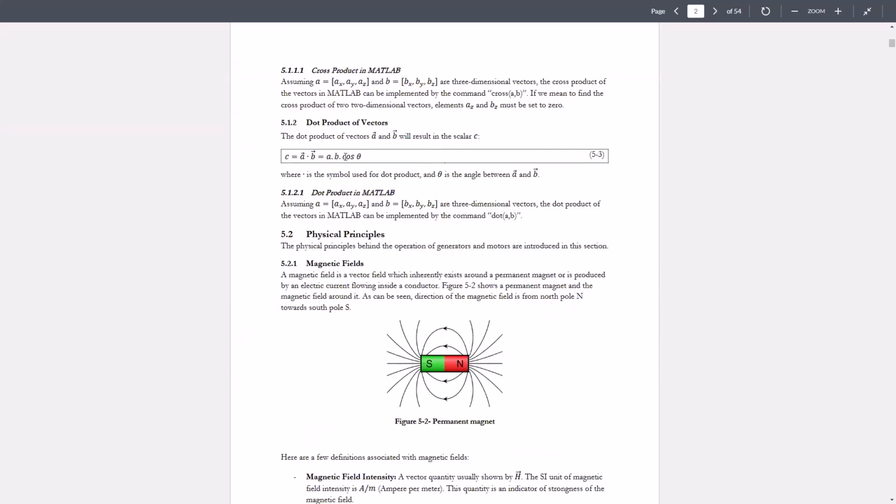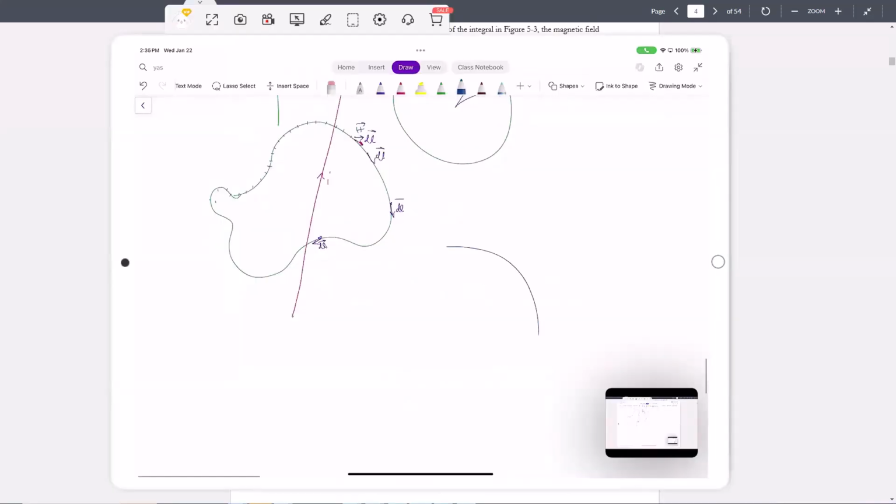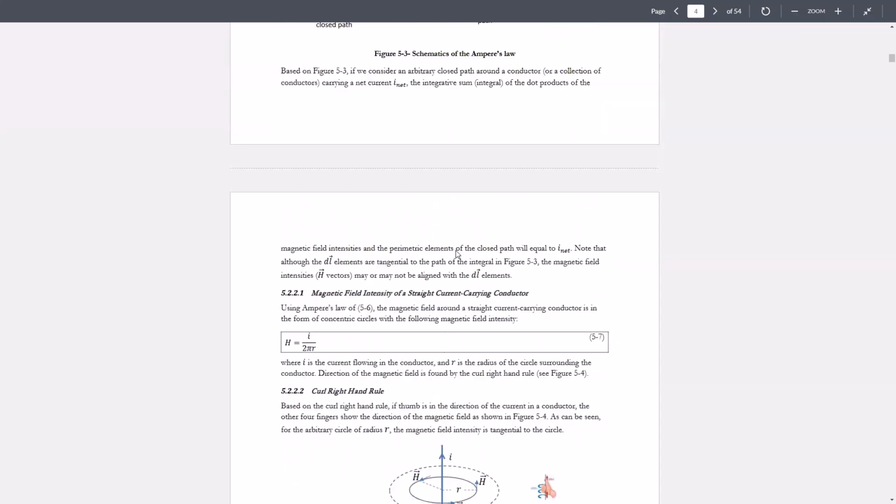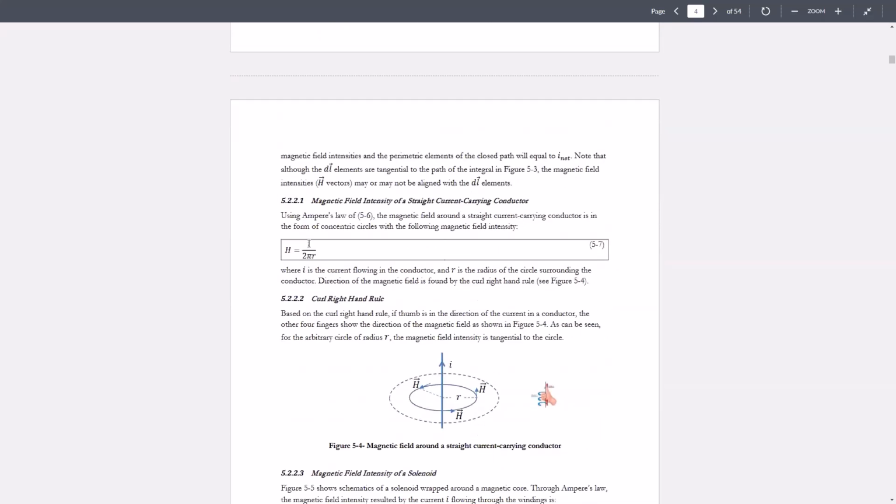So we do the dot products and then the cosine of theta. What is theta? This is your circle at this certain point. This is your H. This is your dL, right? So they are parallel, so the angle between them is 0. That's why H times dL equals H times dL magnitudes times the cosine of 0, which is 1. So that becomes H times dL. And when you do the integration over that closed path, which is the perimeter of that circle, that gives you the total current, which is I, right? So H, the magnitude of magnetic field intensity, can be found as I divided by 2 pi r.